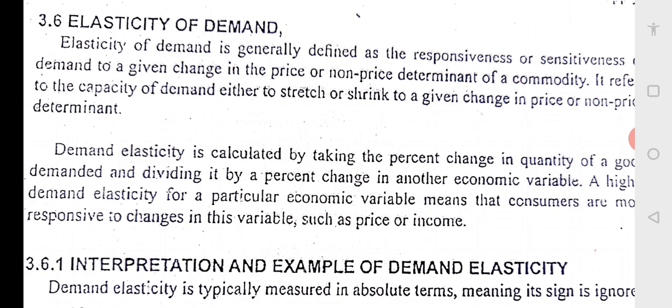Then price discrimination. The manufacturer can fix a higher price for a product which has inelastic demand and a lower price for a product which has elastic demand. So elastic means, as we have discussed, if because of the change in income or change in price, the demand changes, then we call it elastic. But if there is no change, then it is called inelastic. So if there is no change in the demand, then a higher price can be fixed by the manufacturer.